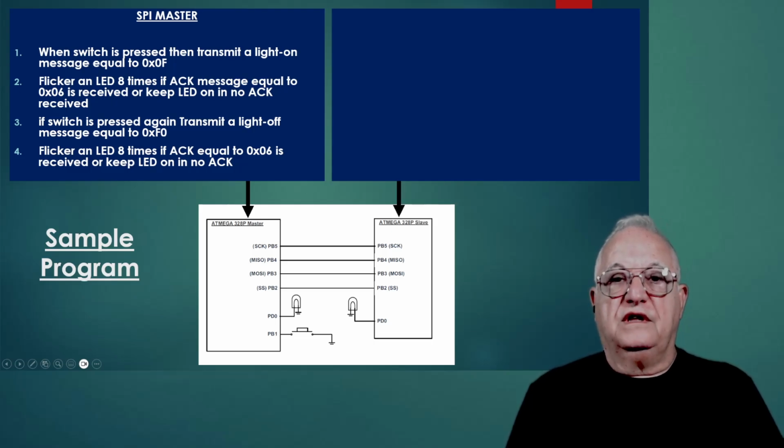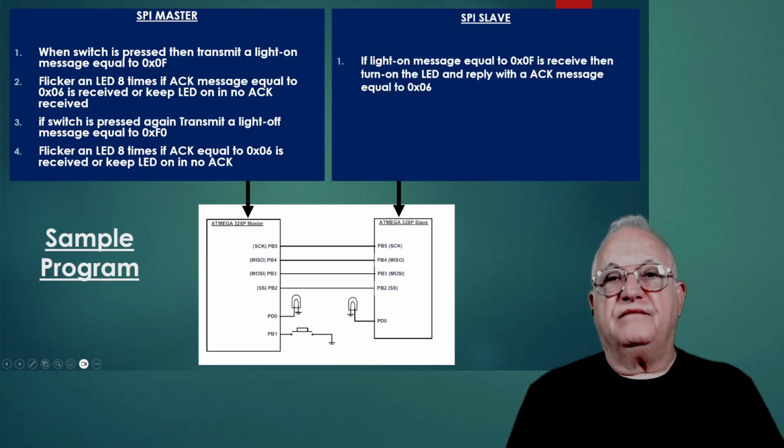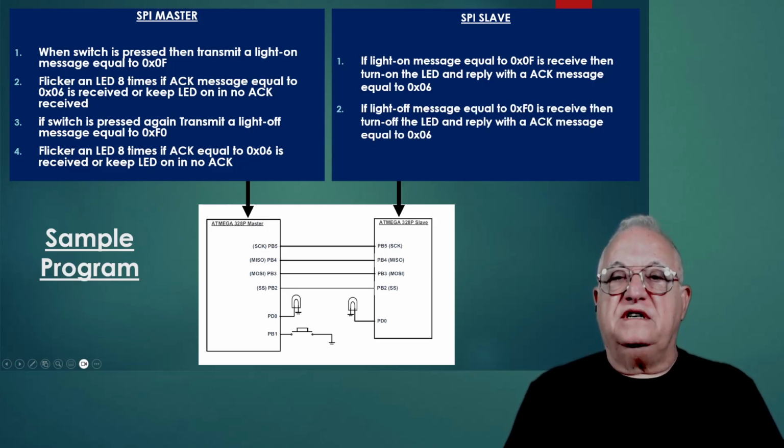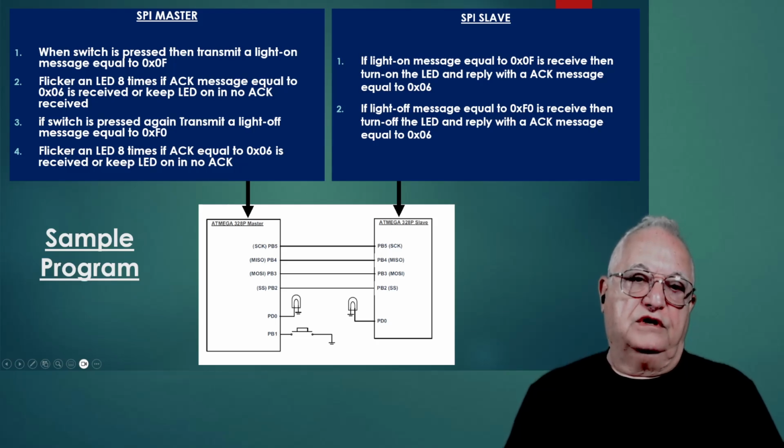So let's go to the slave. If the light on message equal to 0F is received, then turn on the LED and reply with the acknowledge message, which is 06. If the light off message equal to F0 is received, then turn off the LED and reply with an acknowledge message equal to 06.